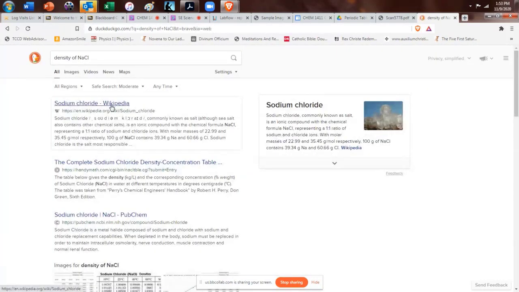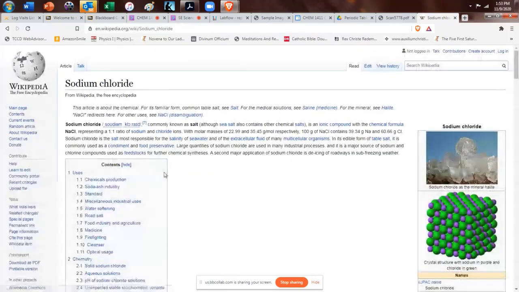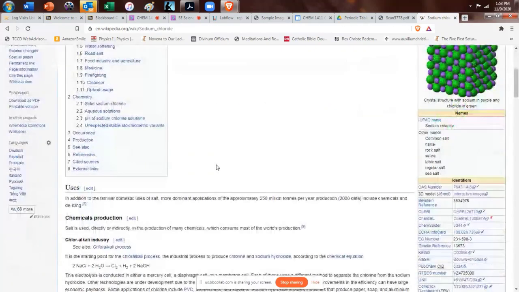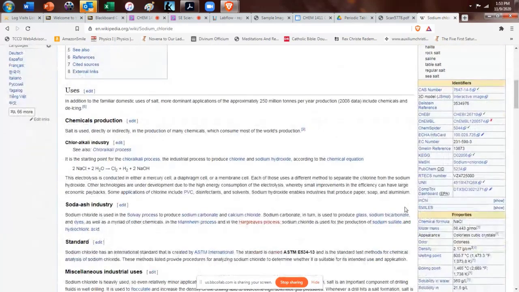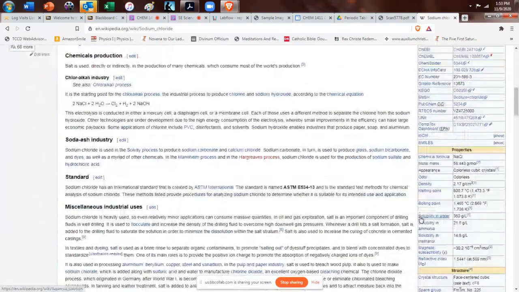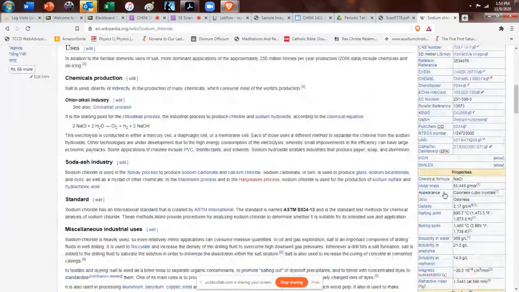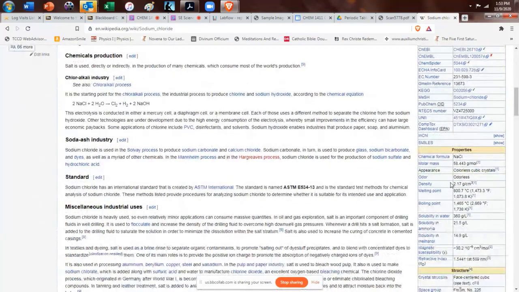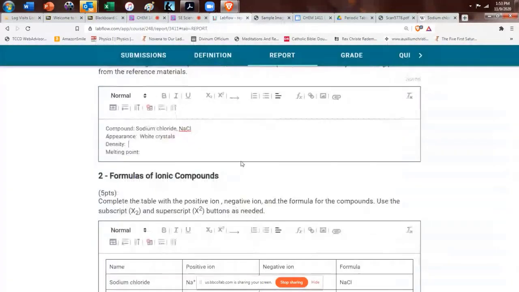If I look up sodium chloride, I can even go to Wikipedia, but there's more substantial places to go other than Wikipedia. But Wikipedia is actually pretty good at a lot of these things. Under the physical properties, the density is 2.17 grams per centimeter cubed, or 2.17 grams per milliliter. I could go ahead and put that into the Labflow report. I could say 2.17 per milliliter.